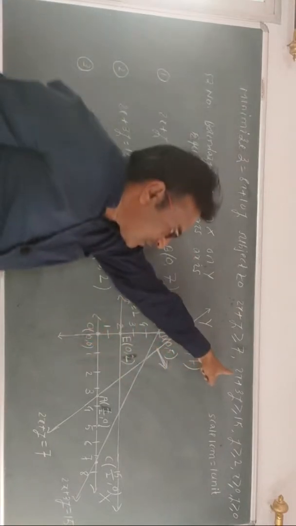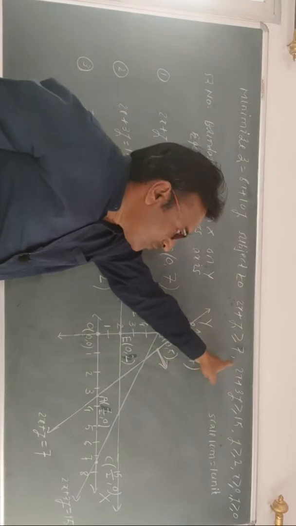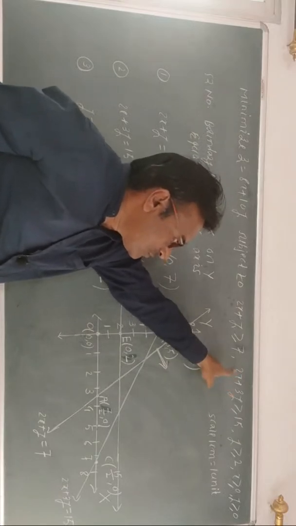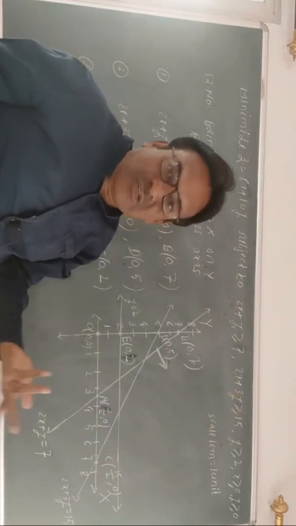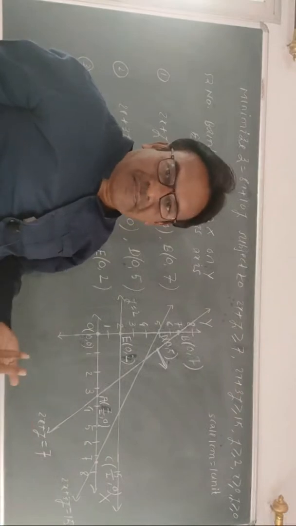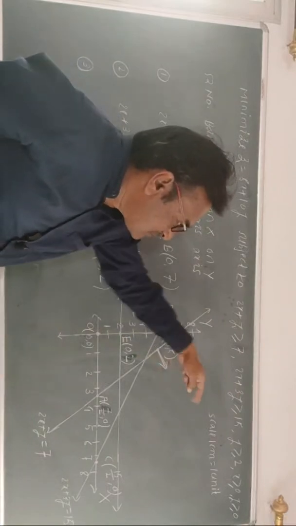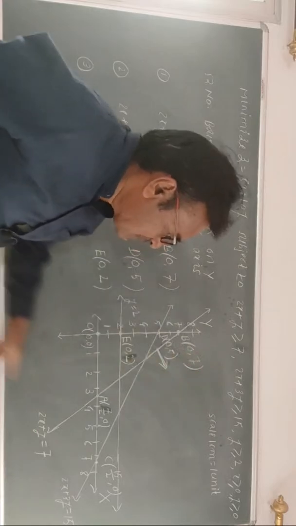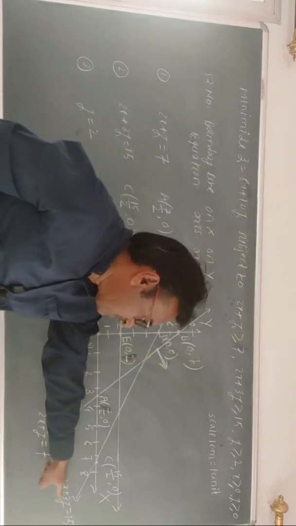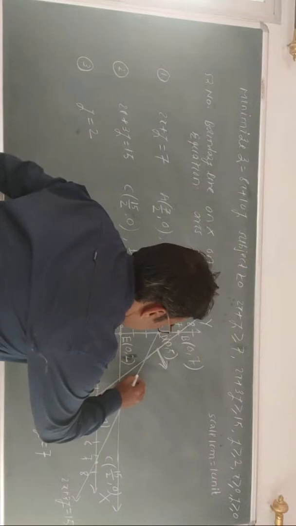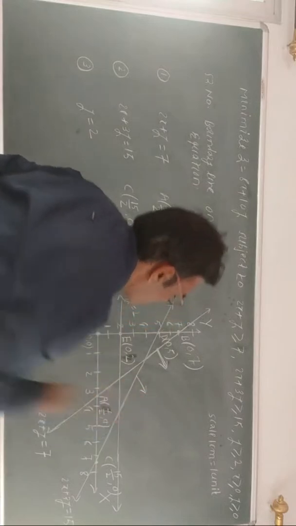Next again we put here origin: 2 into 0, 3 into 0, plus 0, 0 greater than 15. So this is not possible in mathematics, 0 greater than 15. Therefore, our shaded region is above the line 2x plus 3y. This is the line 2x plus 3y. So our shaded region is this, above the line.